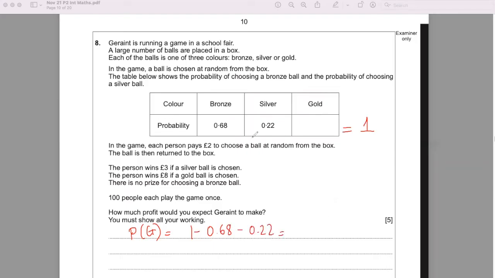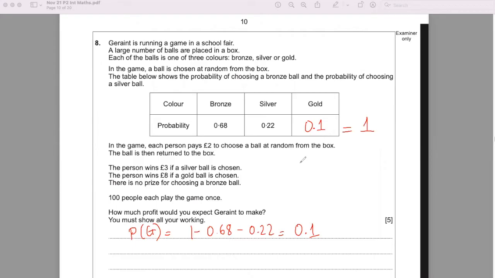Now, you can do it this way. I mean, it is a calculator paper. If it was a non-calculator paper, you would just add these two first and take them away, so it's probably easier. Now, with a calculator paper, if you put that in your calculator, it should be 0.1.